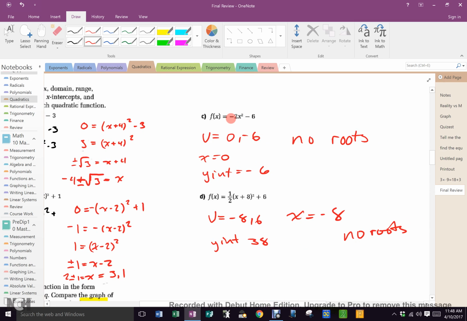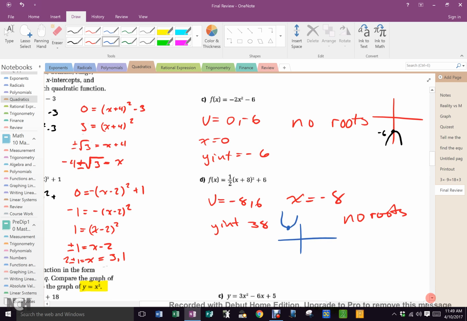No roots because it's a sad parabola below the x-axis, because the vertex is right there at negative 6 and it goes like that, so no roots. This one has its vertex at negative 8, positive 6 out here, and it's a happy parabola, so it goes up, so no roots.